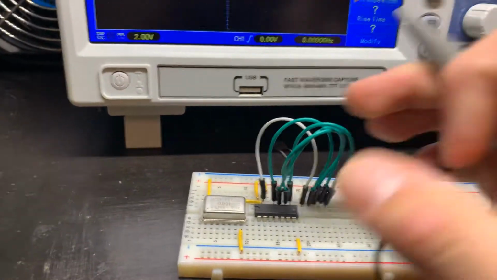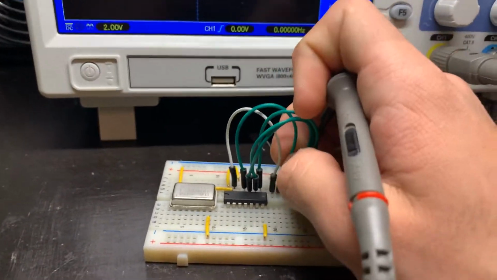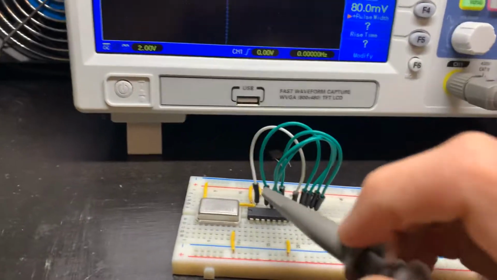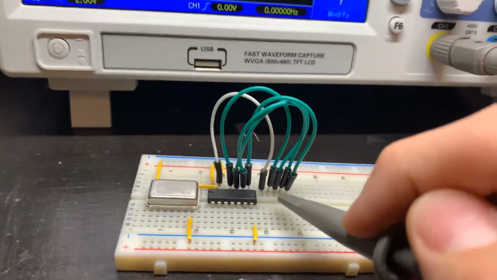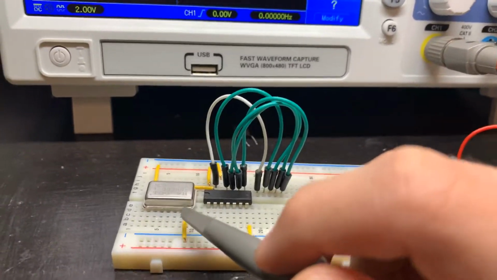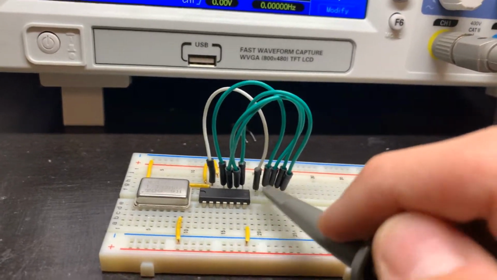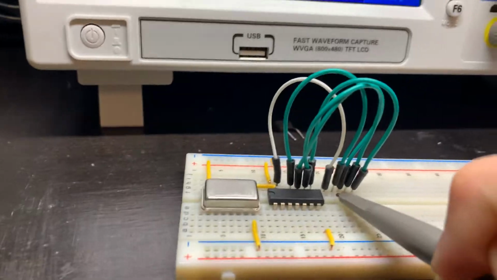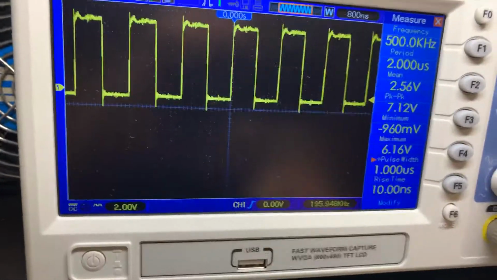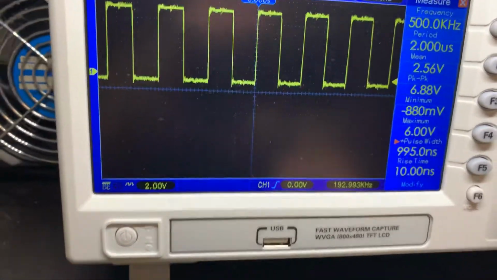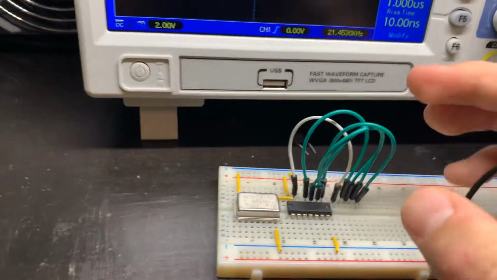So we'll now measure the first bit from our binary counter, and this should divide the frequency by 2 because the first bit only turns on every 2 clock cycles. So let's measure that, and you can see we get 500 kilohertz, which is 1/2 of 1 megahertz.